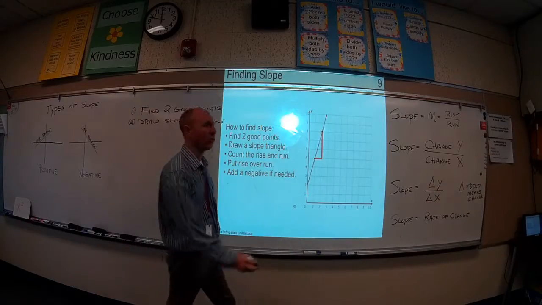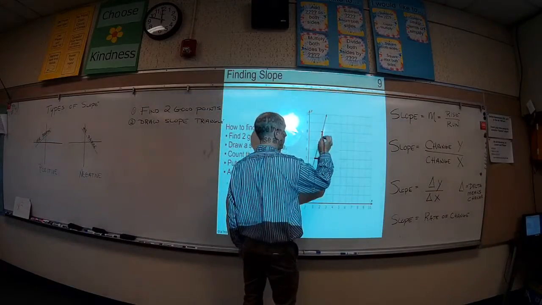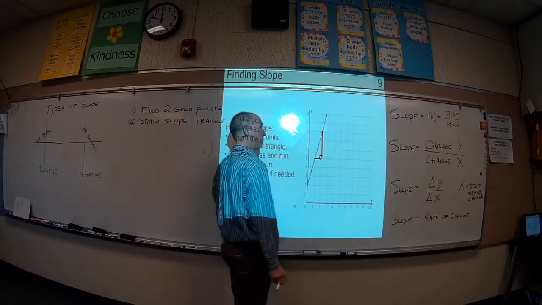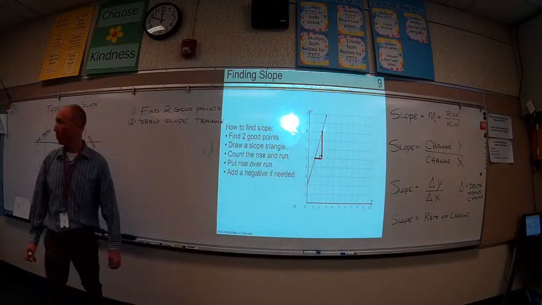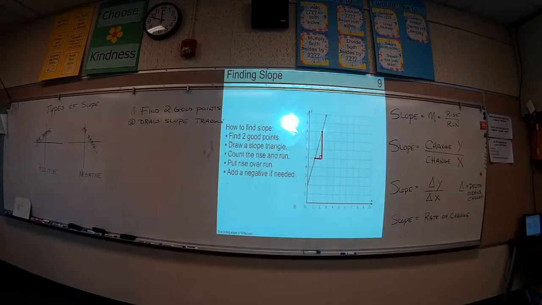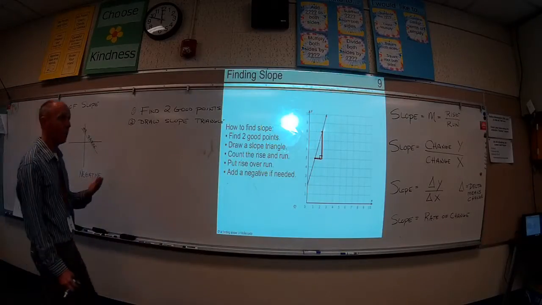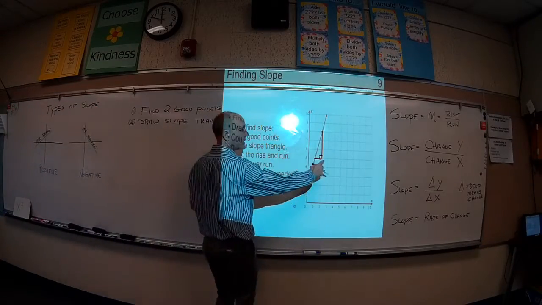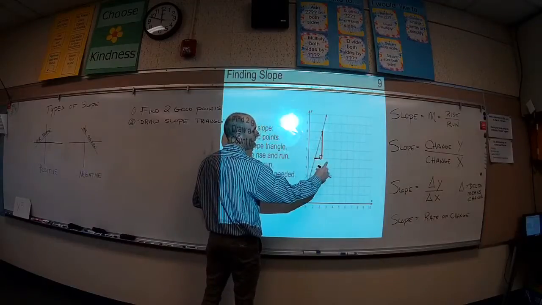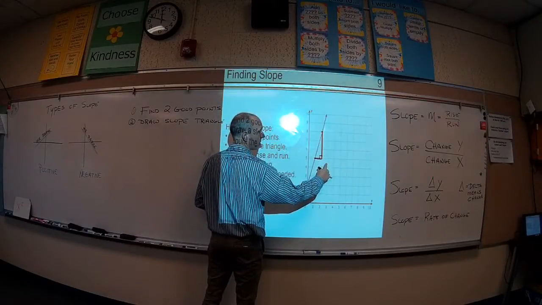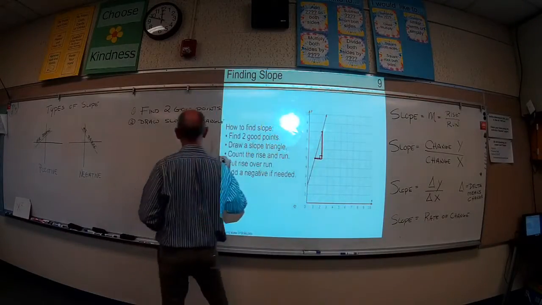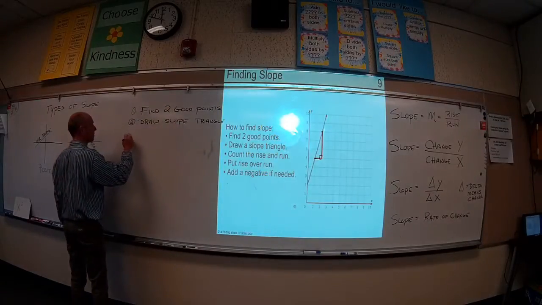What I mean by that is you're drawing in a right triangle between the 2 points. There's my slope triangle. What's the definition of slope? Rise over run. I'm going to count the rise and count the run. The rise is the length here. What's the length of this line? 3. So count the rise and run.